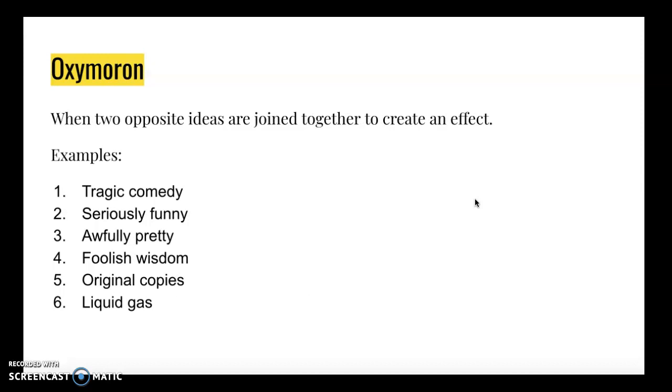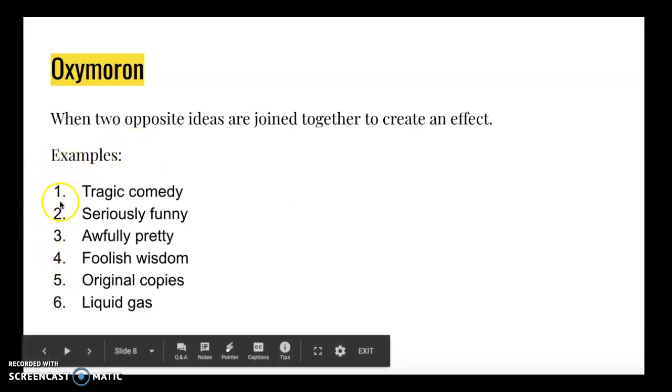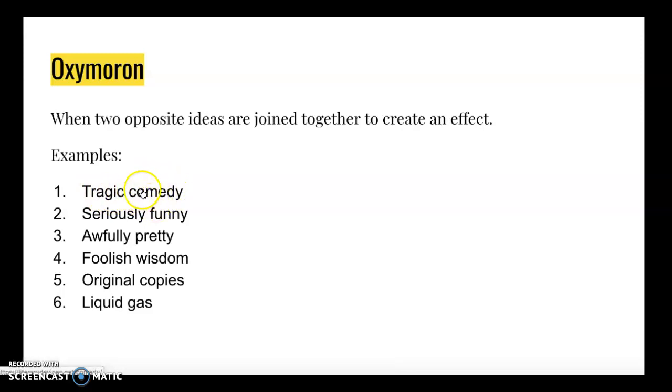Oxymoron. So when two opposite ideas are joined together to create an effect. So let's look at our examples down here, okay? Tragic comedy. So comedy is a positive word. It means funny, right? Tragic is a negative word. It means something really bad happened. So that's what they're saying. It's two opposite ideas and they're being compared with one another. Okay, that would be your oxymoron.